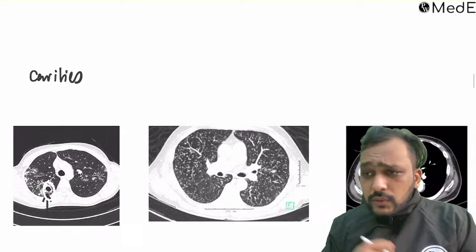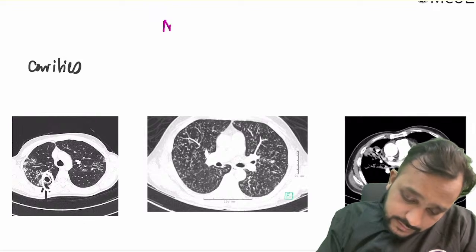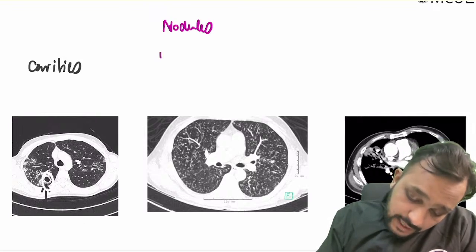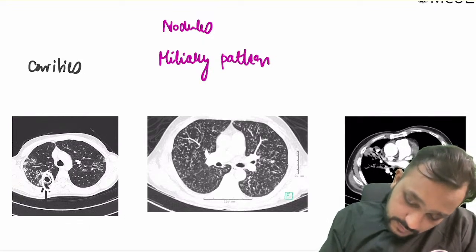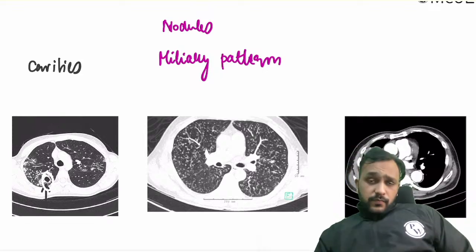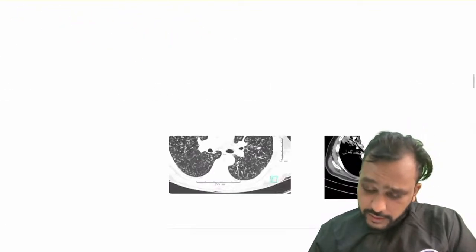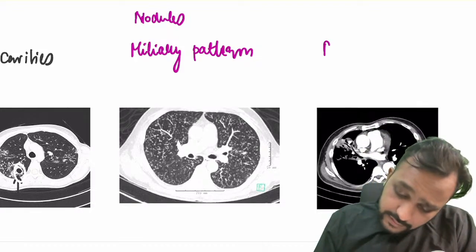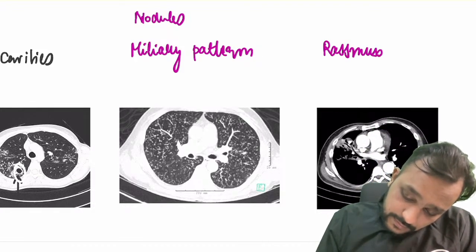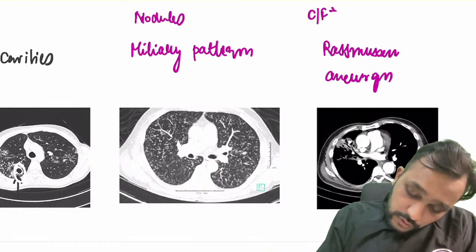So when nodules are scattered randomly in both the lung parenchyma, that is miliary pattern of tuberculosis. Sometimes there is formation of aneurysm within the branches of the pulmonary artery, and this is known as Rasmussen aneurysm. And what is the clinical feature? The patient is going to present with massive hemoptysis.